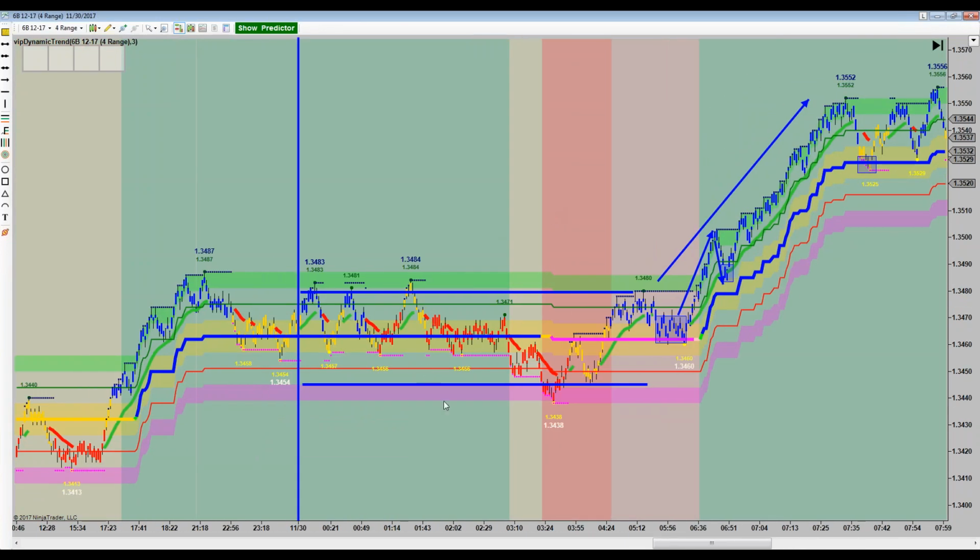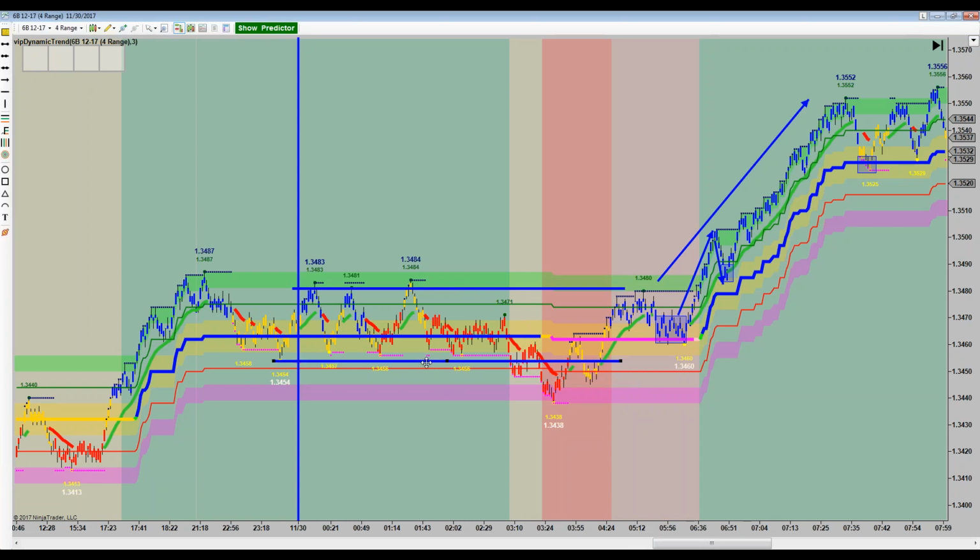Markets fluctuate between periods of consolidation, where they go more or less sideways. And the way we can tell that, of course, is we put lines at the top and we put lines at the bottom of the trading range. And then we trade accordingly.